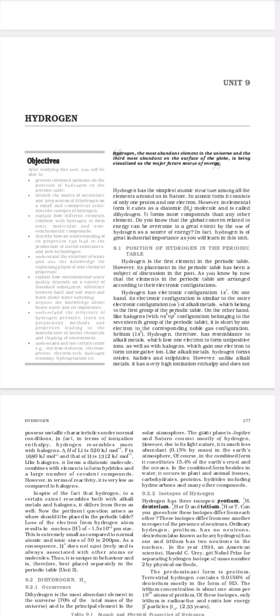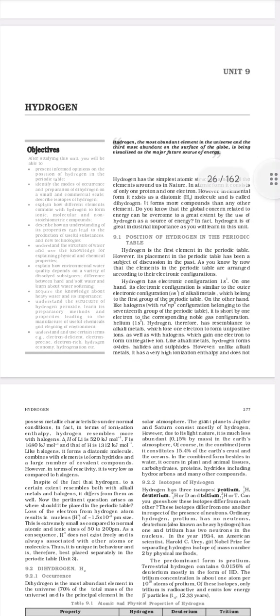So, hydrogen has the simplest atomic structure among all the elements around us in nature. In atomic form, it consists of only one proton and one electron. However, in elemental form, it exists as a diatomic molecule and is called dihydrogen. It forms more compounds than any other element. Do you know the global concern related to energy can be overcome to a great extent by the use of hydrogen as a source of energy? In fact, hydrogen is of great industrial importance as you will learn in this unit.